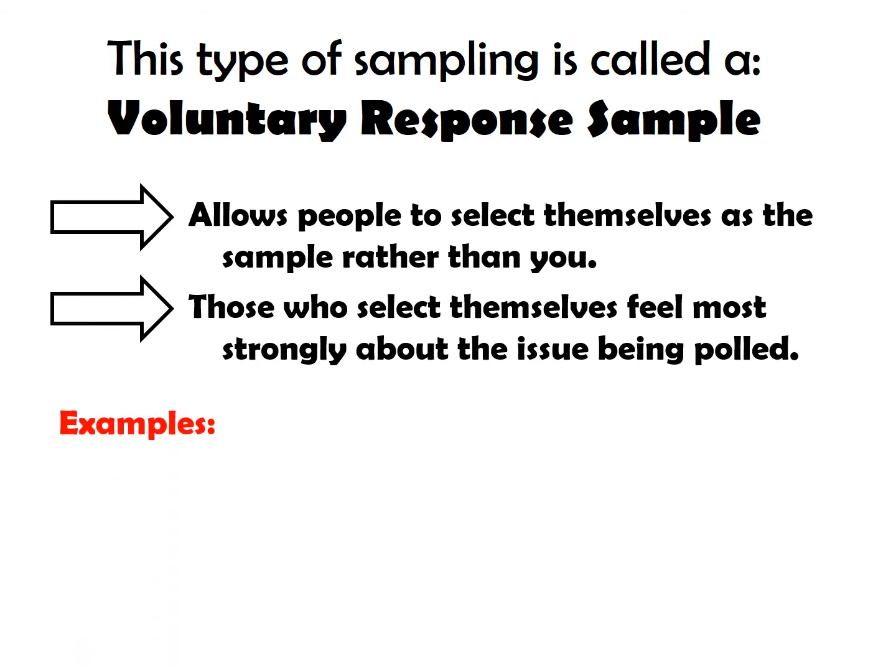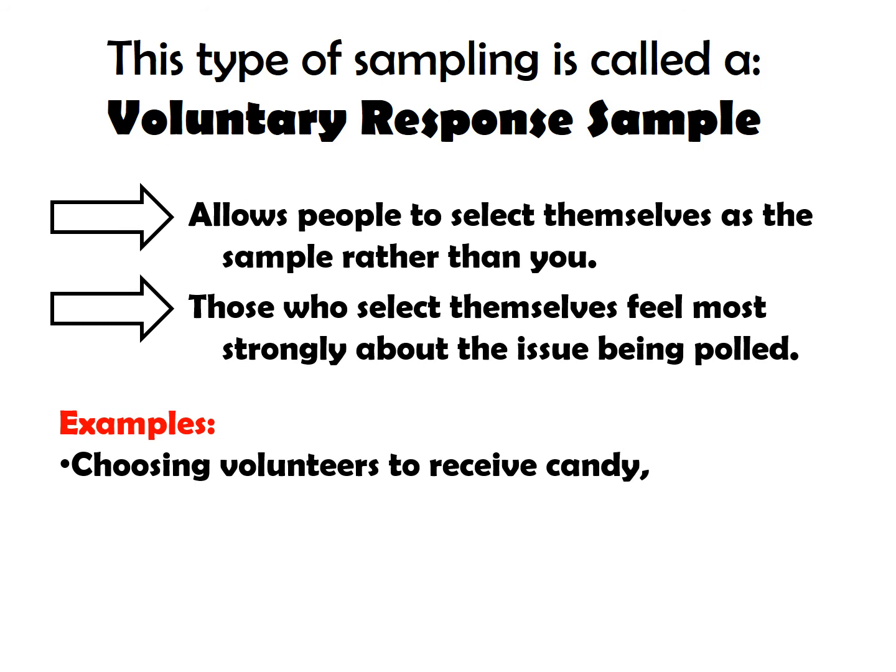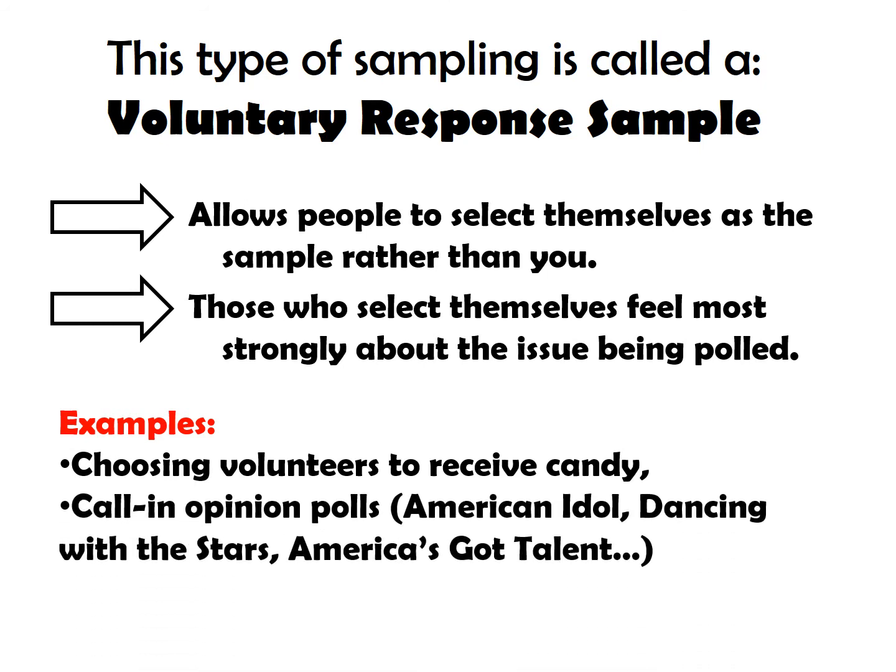Other examples of voluntary response sampling: if I choose volunteers in my class to receive candy, or all those call-in opinion polls like American Idol, Dancing with the Stars, America's Got Talent. Only the people who feel really strongly about it are going to call in and voice their opinion.